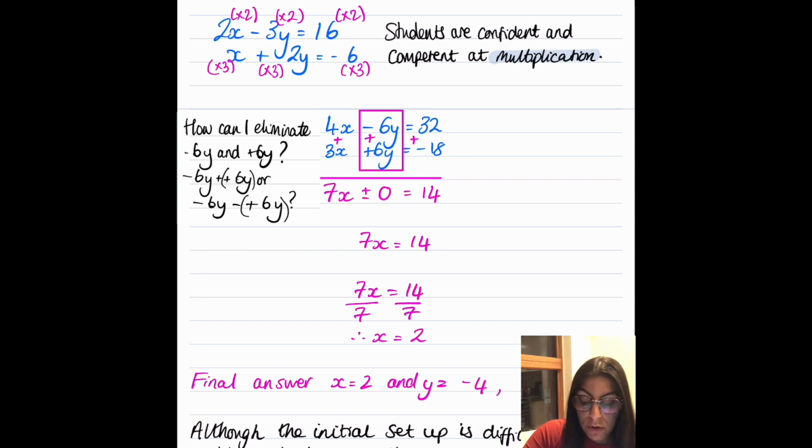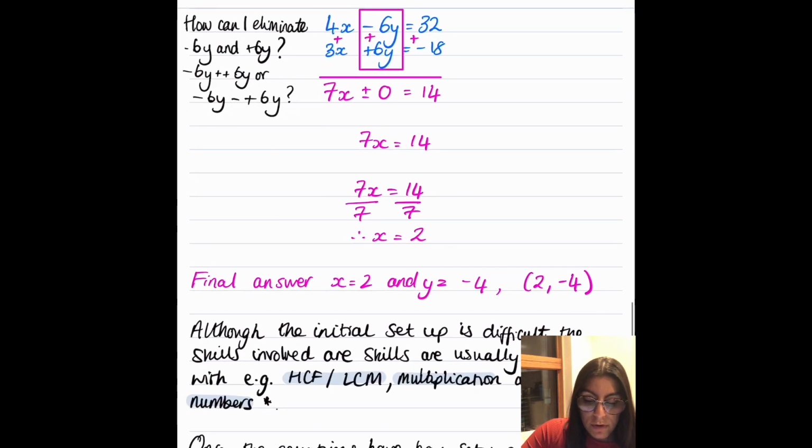My new equation after that: 4x plus 3x is 7x. Negative 6y plus 6y is going to give me the 0. Again, I put in a plus or a minus. The sign doesn't matter, because if you're adding 0 or taking away 0, it will not change your answer. 32 plus negative 18 should end up as a subtraction. Again, if you need to, write out the sum by the side, equals 14. 7x equals 14. Basic solving equations, divide by 7, therefore x equals 2.